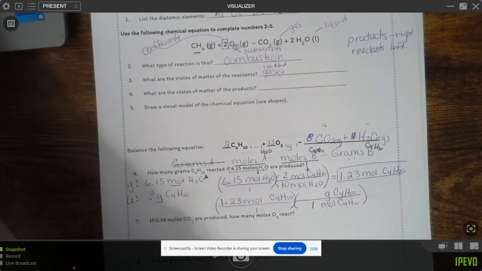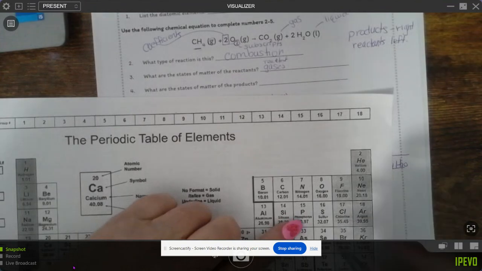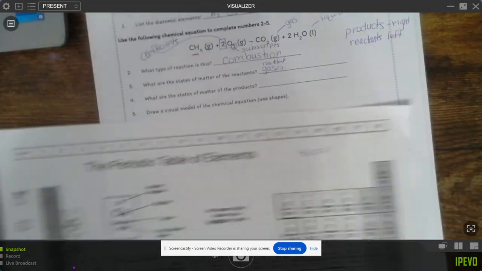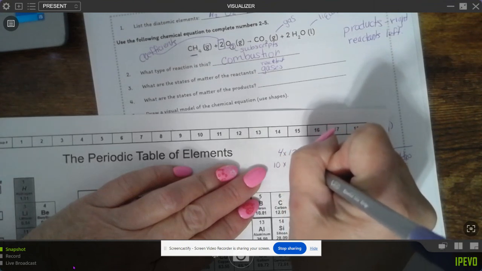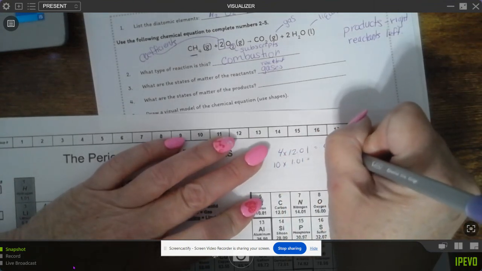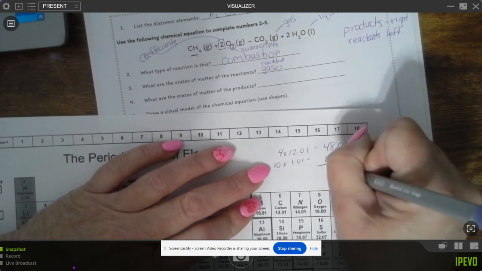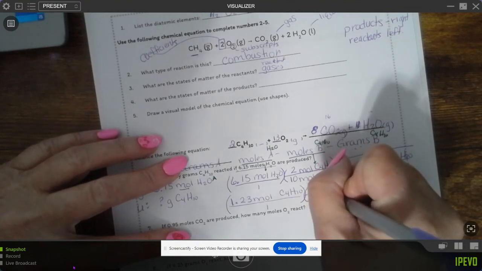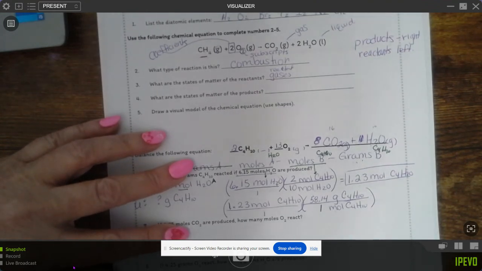Okay, here we go. Here's my periodic table. So C4H10. I've got 4 carbon, so 4 times 12.01, and then I have 10 hydrogen, so 10 times 1.01. So let's see, I have 48.04 plus 10.10, which gives me a molar mass of 58.14. So that's what's going to go here: 58.14 grams of C4H10 is the molar mass, equal to 1 mole.